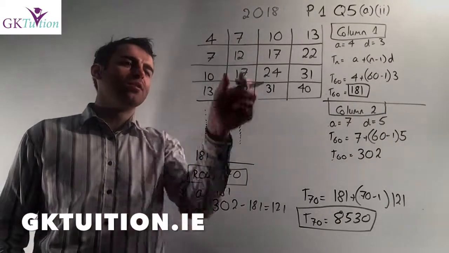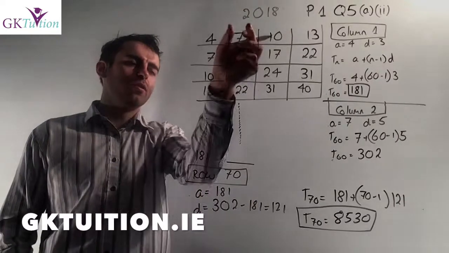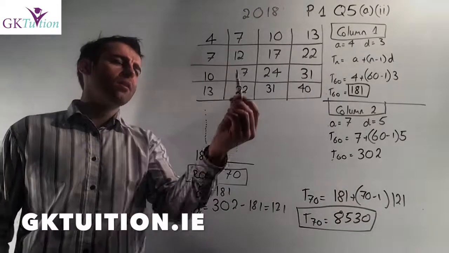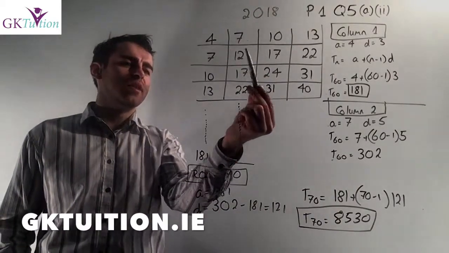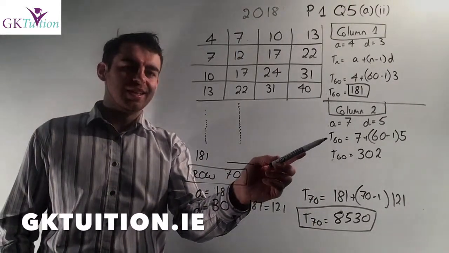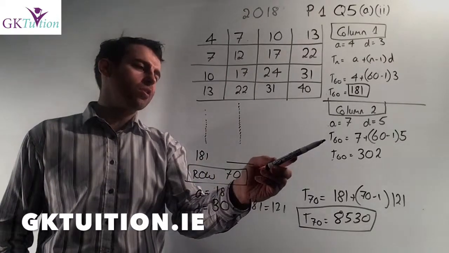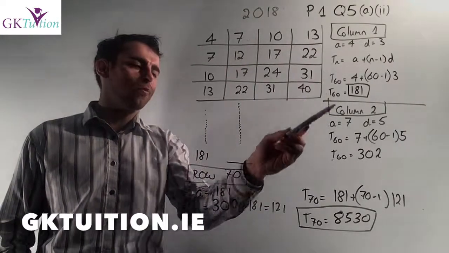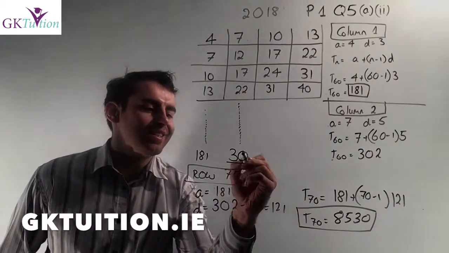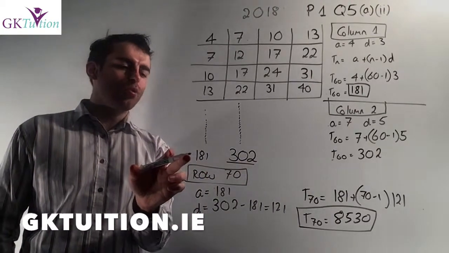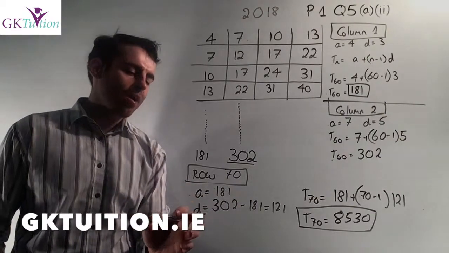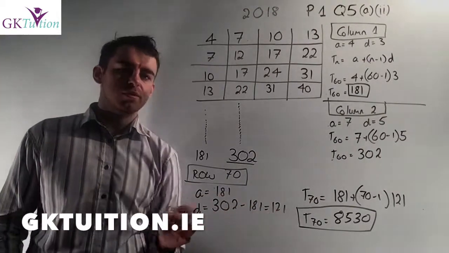So the second thing you need to do is look at column number 2. If you look at column number 2, you need to find the 60th term in that column. Clearly in column number 2, the first term is 7 and the common difference is 5. So a is 7 and d is equal to 5. You want to find the 60th term in column number 2. So you sub into the same formula as previously, and T60 in this case works out as 302. So I know that in the 60th row, the first term is 181, the second term is 302, which means a is 181, and the common difference is the difference between those two, it's 121.